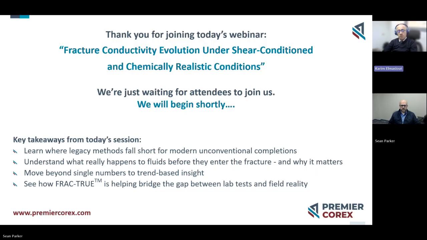Okay, today we are going to have the pleasure of attending the session with Sean Parker, talking about fracture conductivity evolution under shear conditions and chemically realistic conditions.